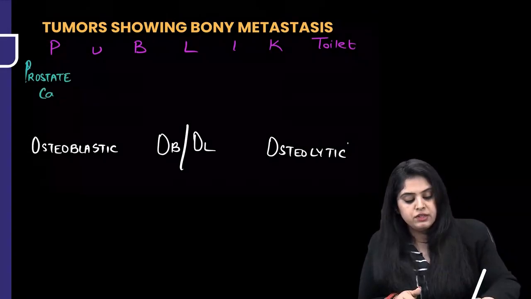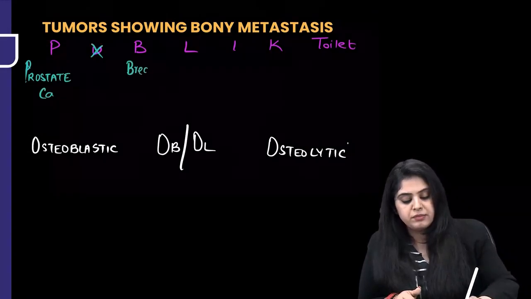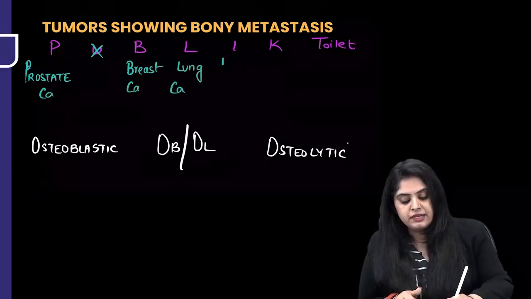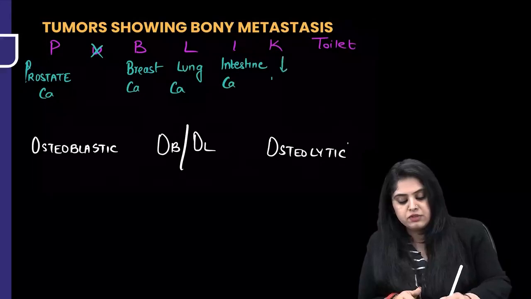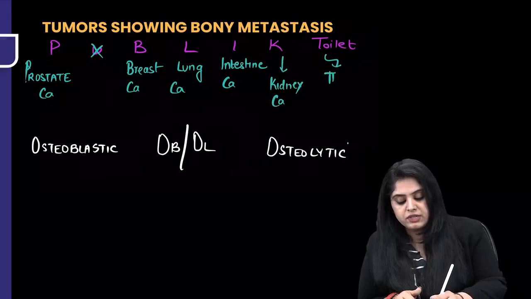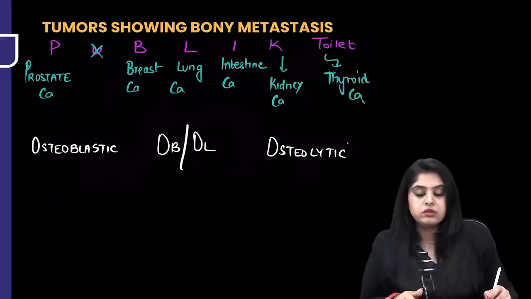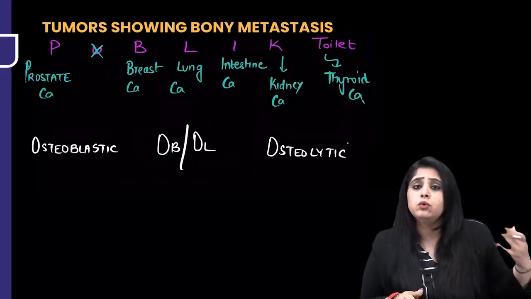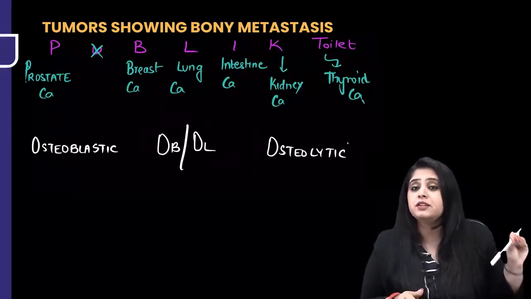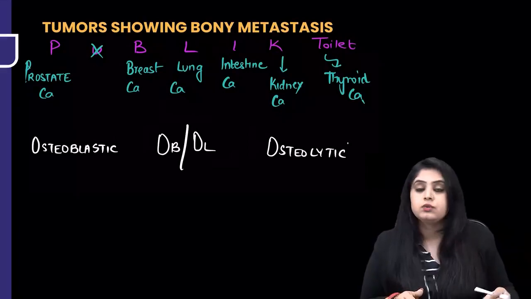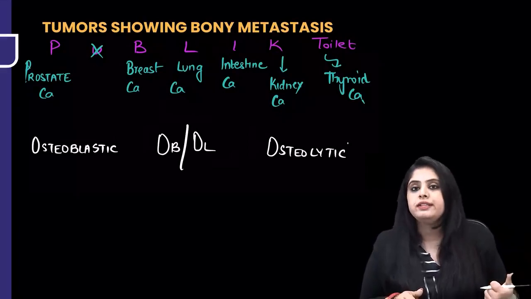Prostate cancer. Next is breast cancer. Next is going to be lung cancer. Next is intestine cancer. Then what does K organ come to your mind? Kidney cancer. And finally T for thyroid cancer. These cancers have decided that we will always go to the bone. Okay, so they have gone to Goa. In Goa also they've gone to that one particular beach where they wanted to go. They've gone there. After going there, what will they do?